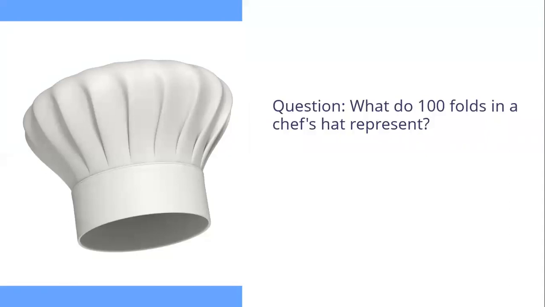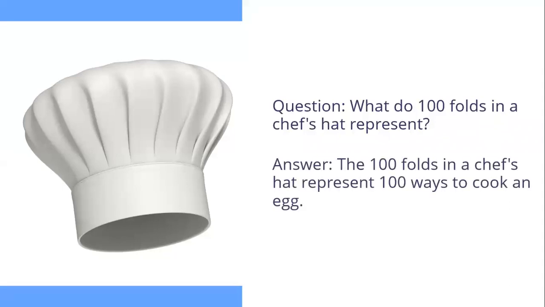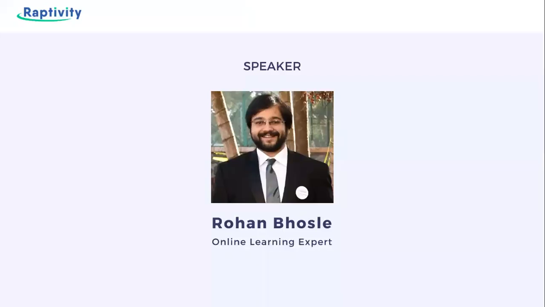All right, so let me give you the correct answer for this. Yes, the 100 folds in a chef's hat represent 100 ways to cook an egg, and I could see one correct answer there. So I'm assuming majority of our audience today, they're either vegetarians or vegan, if I'm not wrong. But thank you so much for your active participation. I hope this is something you'll go back with today.